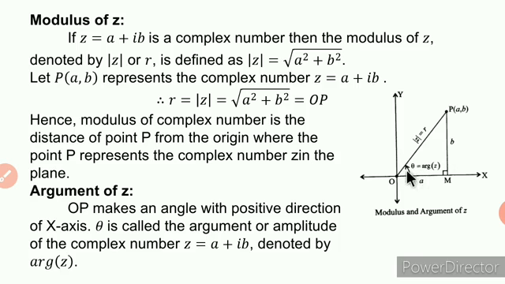From the figure, sin theta is PM divided by OP, that is B upon R. And cos theta is OM divided by OP, that is A upon R, where R is the distance, so it is not equal to 0.